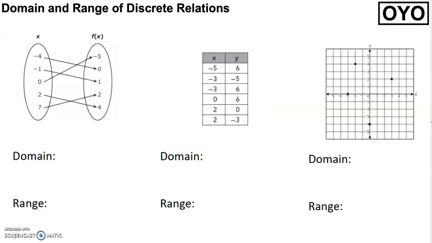These are problems where I want you to find the domain and range of discrete relations. These are discrete because we don't have any values in between. It's just disconnected points. I have a mapping here, and I want you to determine the domain and range. Make sure to use set notation. We have a table here. Once again, use set notation for the domain and range, and then domain and range from a graph. Please make sure to put this graph on graph paper and plot the points that you see.